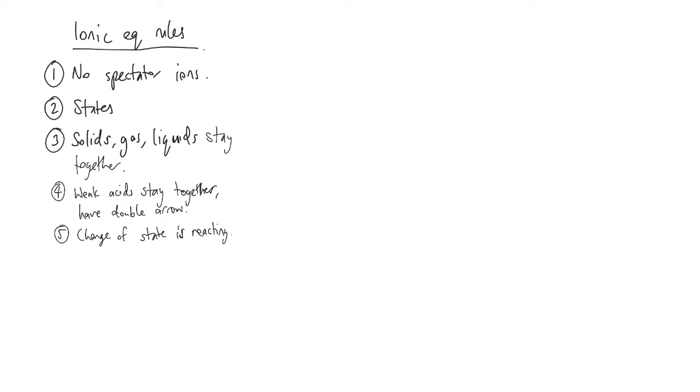Okay, so let's just go through all these ionic equation rules. First of all, you need to remember, no spectator ions, that's nice and easy. States, alright, you're writing your states. Solids, liquids, and gases must stay together in your ionic equations. Weak acids stay together, and they have a double arrow. And a change of state is reacting and therefore is taking part in the reaction. Okay, so let's go through some of the examples in the booklet and go through how to do them together.